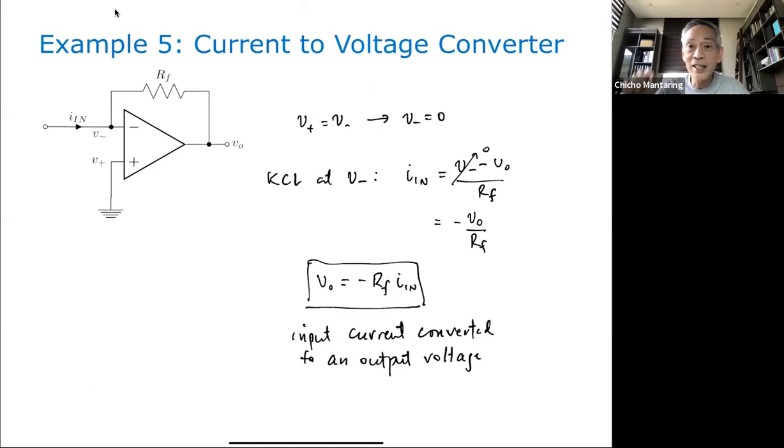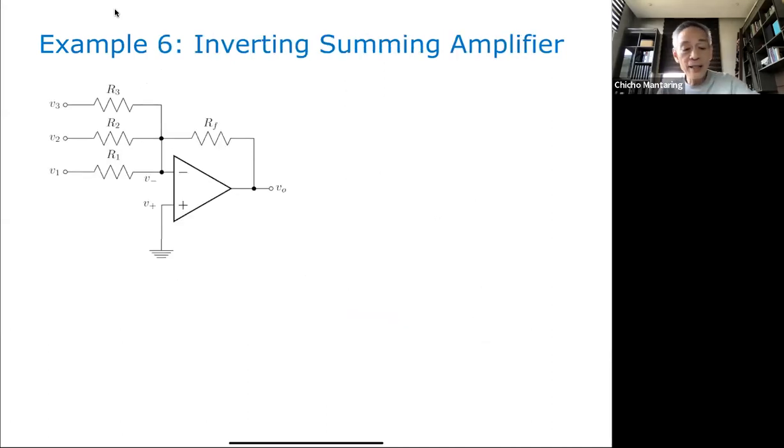Of course, there is negation. Negative lang yung gain. Still, the output voltage is proportional to the input current. And then the last example that I'll take up for today, this is called an inverting summing amplifier.